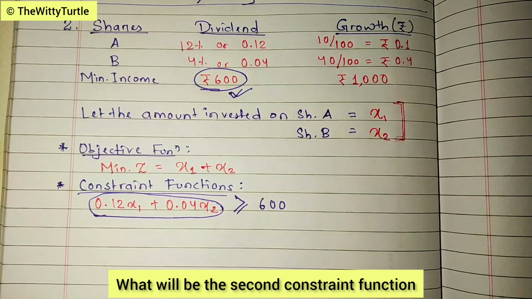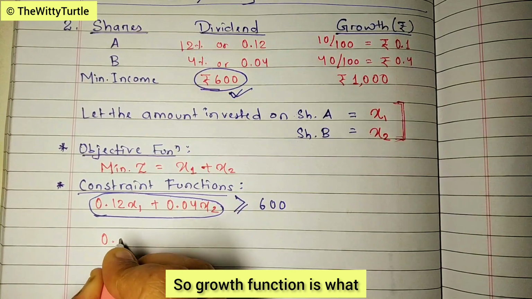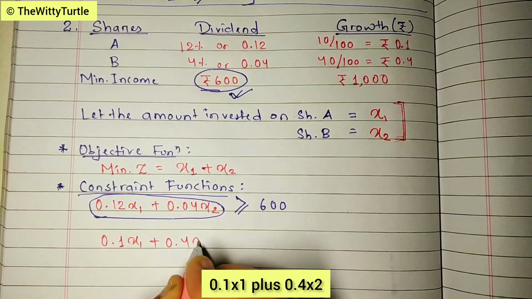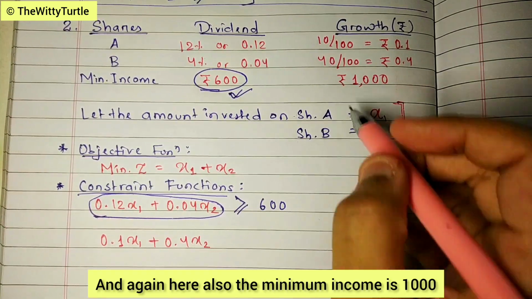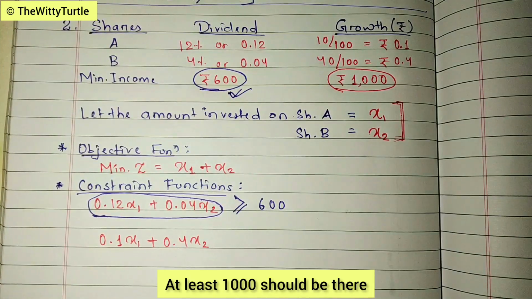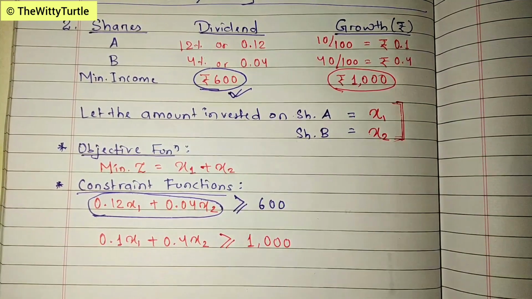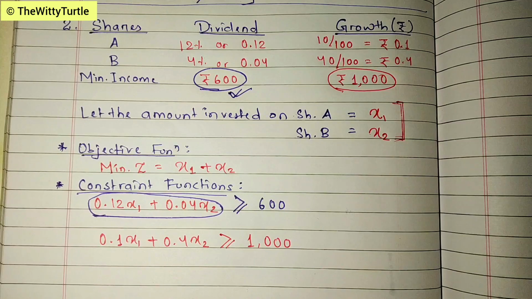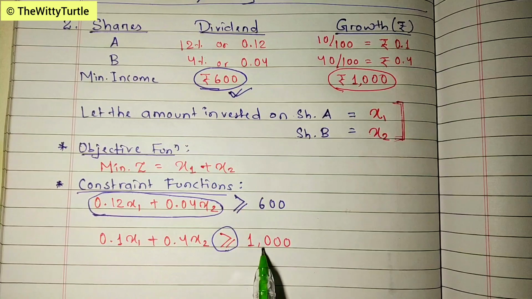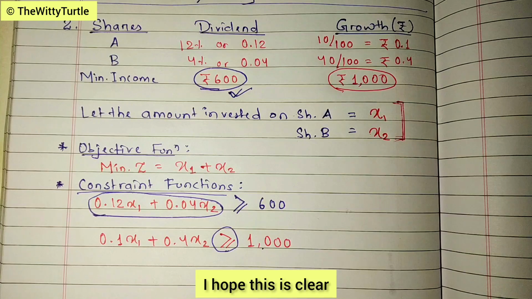What will be the second constraint function? It talks about the growth function. So what is the growth function? 0.1 x1 plus 0.4 x2. And again here also the minimum income is 1000 rupees. At least 1000 should be there. So it is more than or equal to 1000. Right? More than or equal to 1000. In this case also, why is it more than or equal to? Because at least this much should be there, it can be more than this also. Right? I hope this is clear.